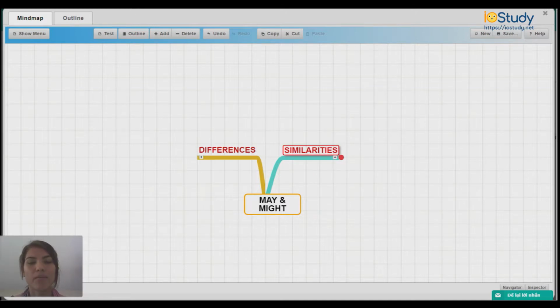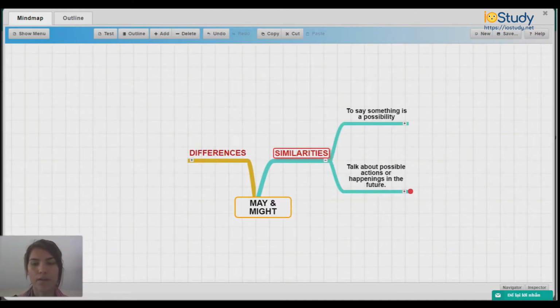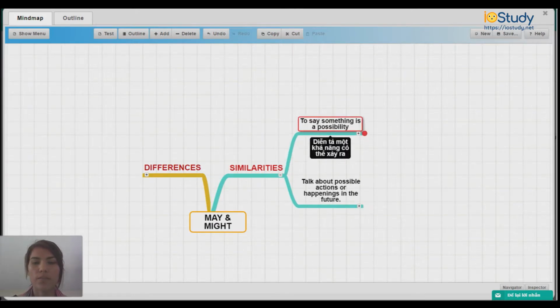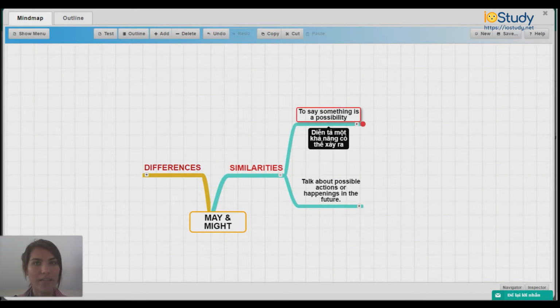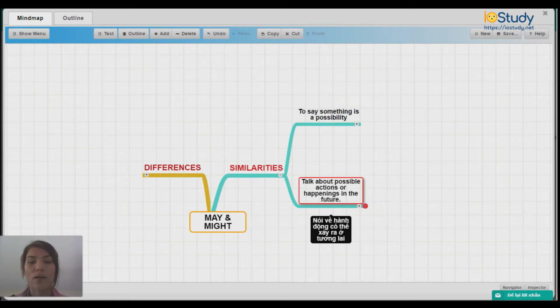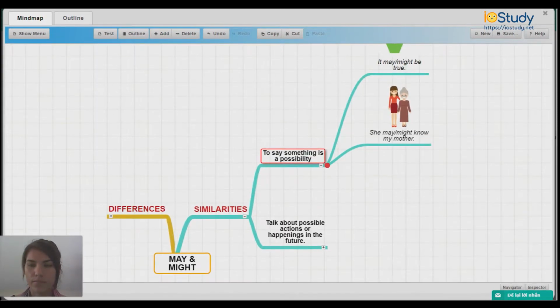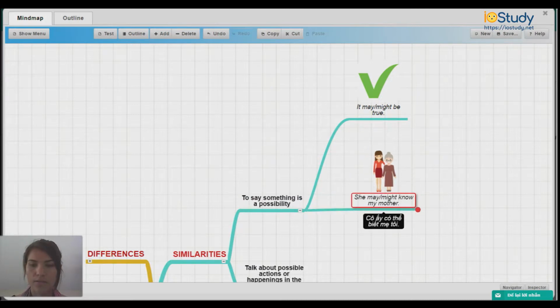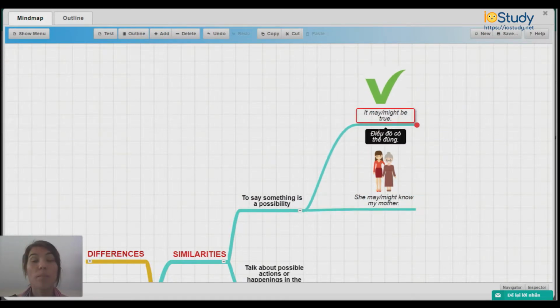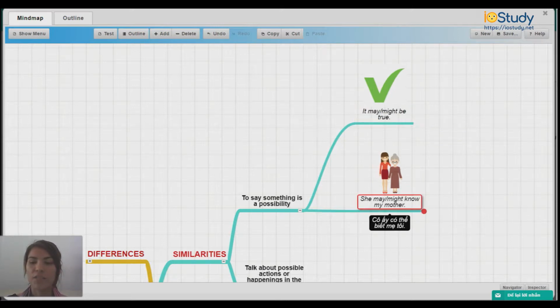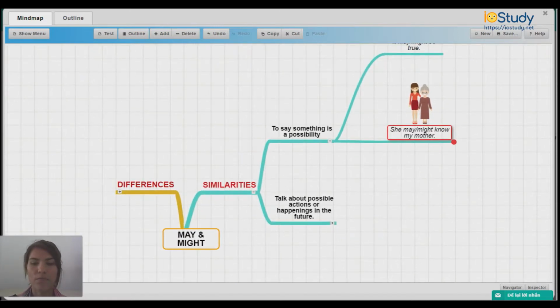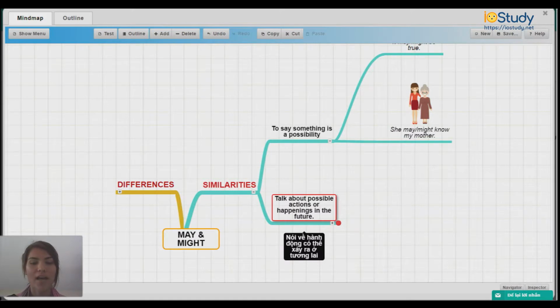Let's look at the similarities between the two. First, we use them both to say that something is a possibility, and we use them both to talk about possible actions or happenings in the future. So to say something is a possibility, it may or might be true, so you can say both. And she may or might know my mother, so you pick one. Both of them work.